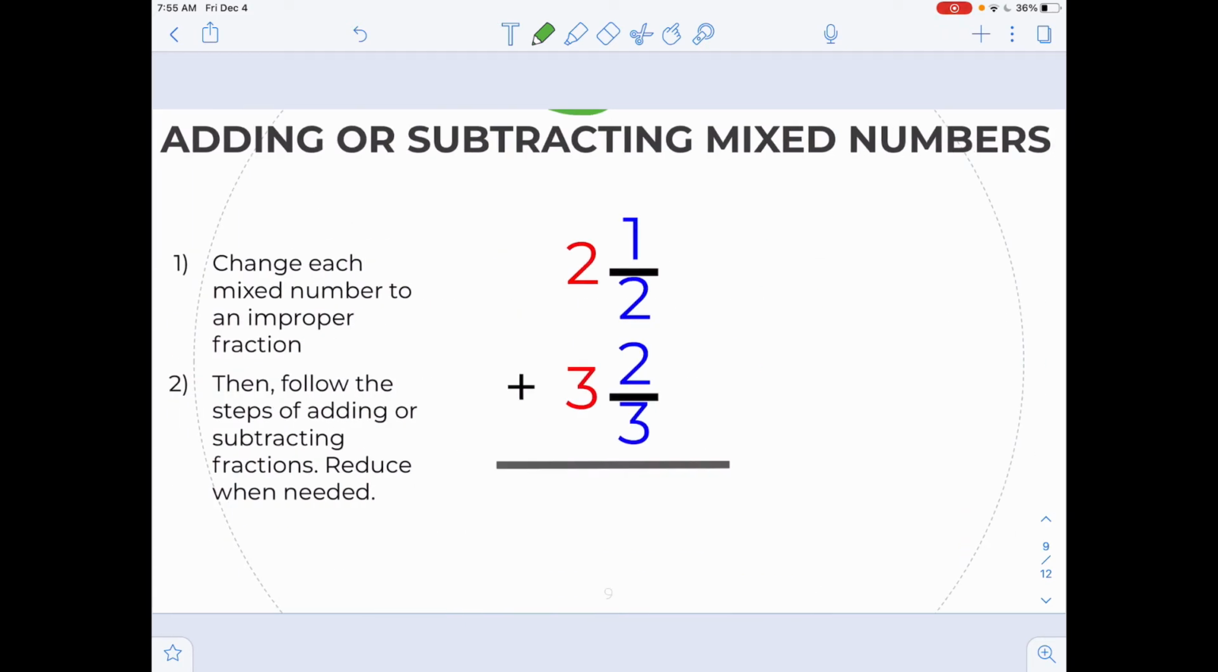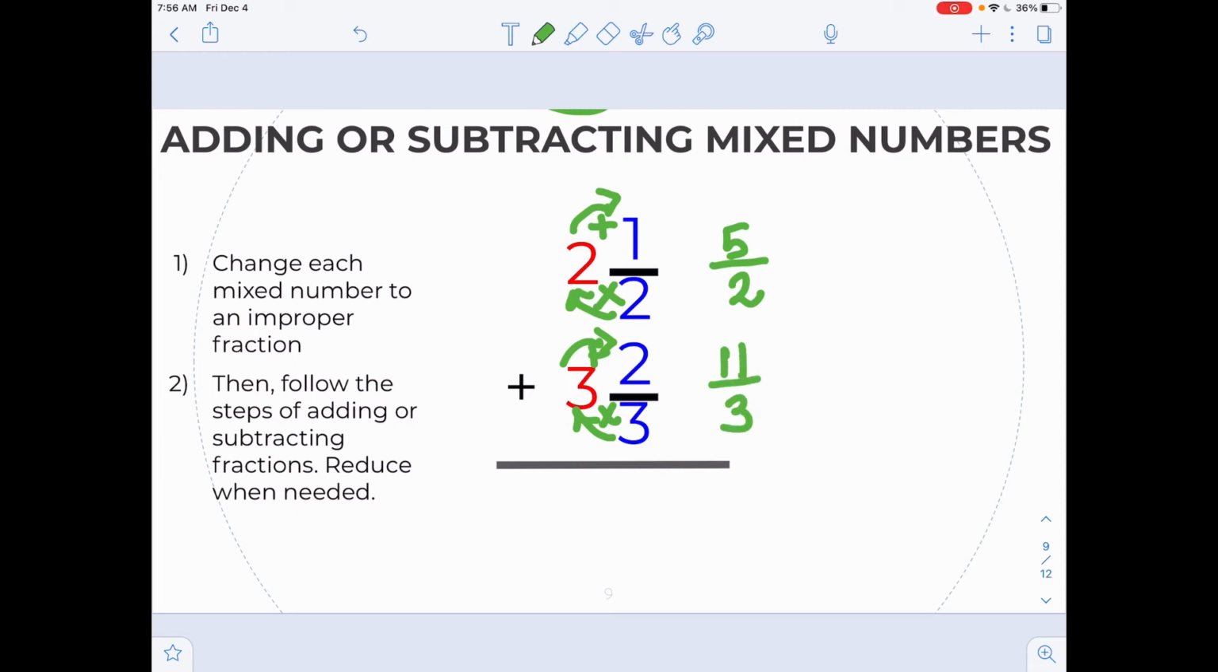When I want to add or subtract mixed numbers, the first thing I need to do is change from a mixed fraction to an improper fraction. You learned how to do that in an earlier lesson where you make the mixed mad. You multiply the denominator by the whole number, you add the numerator, and you keep the denominator the same. So 2 1/2 is equivalent to 5 halves. You do the same thing for your second mixed number, and you get 11 thirds.